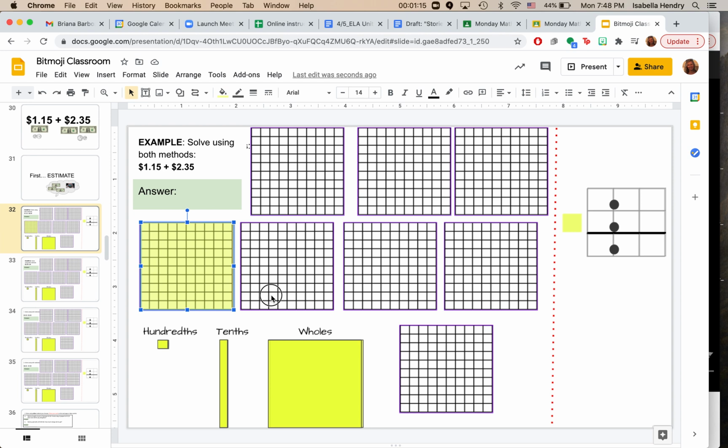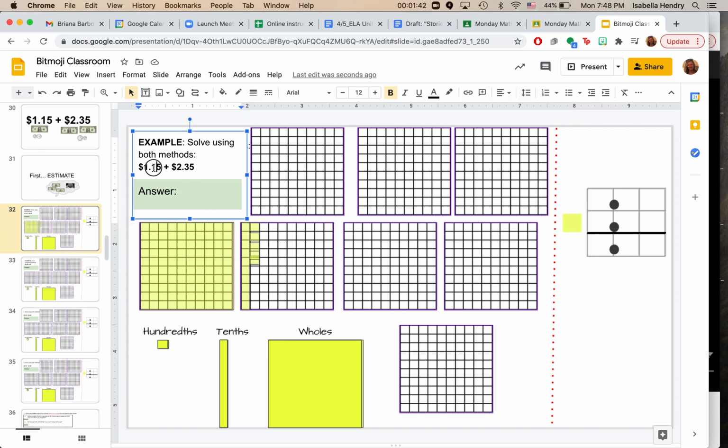Here we go. So we got one whole, and then we have a tenth, and we have 5 hundredths. So we go 1, 2, 3, 4, and 5. And again, we know this is correct because we're looking here. We see one whole, 1/10, and 5 hundredths.